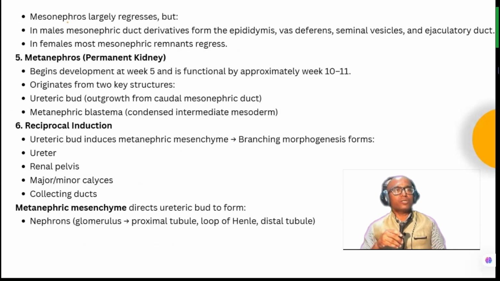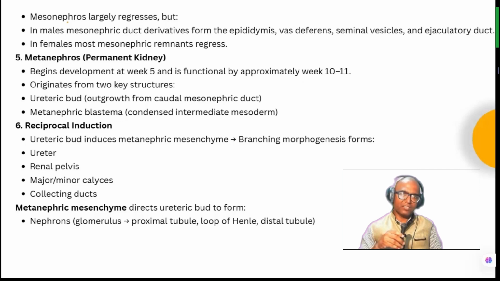The mesonephros also largely regresses, but in males, mesonephric derivatives form the epididymis, vas deferens, seminal vesicles, and ejaculatory duct. So here they can ask you an SBA: the epididymis is a derivative of which embryological structure. In males, the mesonephric duct will give rise to the epididymis, vas deferens, seminal vesicles, and ejaculatory duct. In females, most mesonephric remnants will regress.